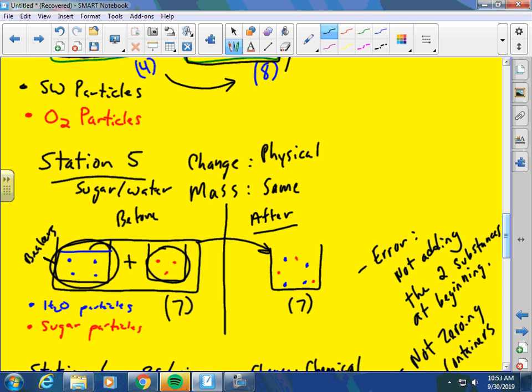Again, I need to pay attention. I don't do this with all the models because I was kind of going quick last hour when I was drawing this. But I should always label the beakers, label the big things.